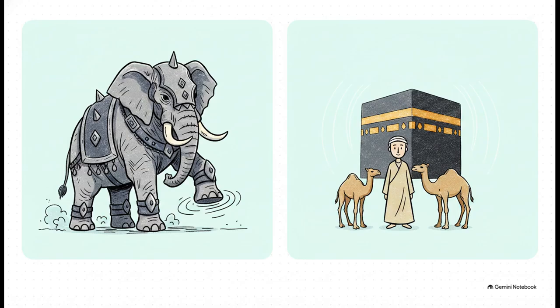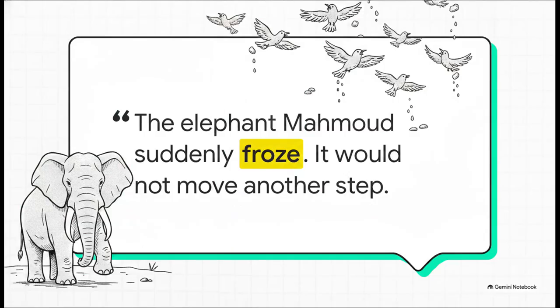Nope, he just calmly asks for his 200 stolen camels back. He tells a completely stunned Abraha that he is the owner of the camels, but the Kaaba has its own owner who will protect it. It beautifully sets up this epic story of absolute trust in Allah stacked against overwhelming arrogance. Just imagine animating this dramatic, tense moment. The elephant Mahmud suddenly froze. It would not move another step toward the Kaaba.